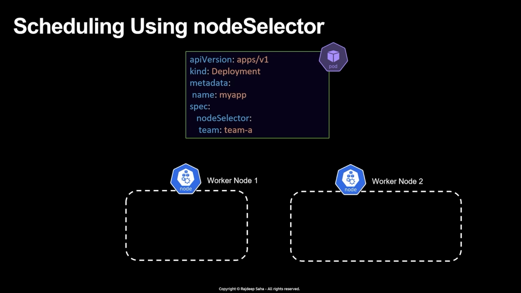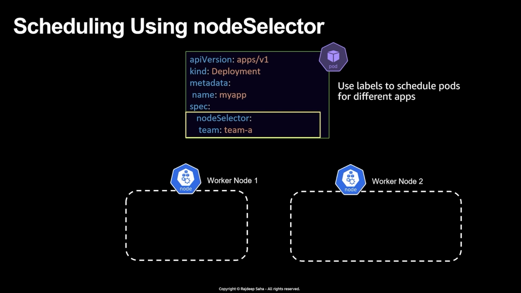So let's go back to the previous example. You have a pod, but now we have this added constraint that this pod will only get scheduled on EC2 nodes where you have this label team: team A. So you use labels to schedule pods for different applications. In the previous scenario, we saw that the scheduler put that pod on worker node 2 because maybe it determined worker node 2 has more capacity.